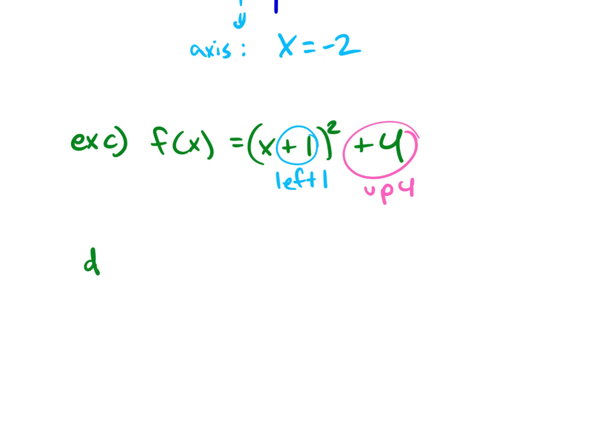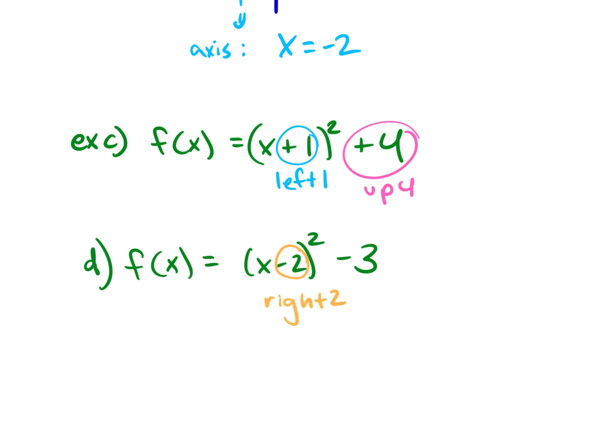So then for D, what if we have x minus 2 squared minus 3? Minus 2 on the inside moves our graph which way? Right 2. And then minus 3 on the outside? Down 3. Awesome. And for C, does our parabola open up or open down? Up. It opens up. There's no negative out front to make it open down. What about for D? Up. Same thing, also up.